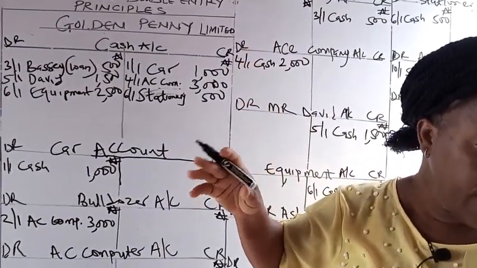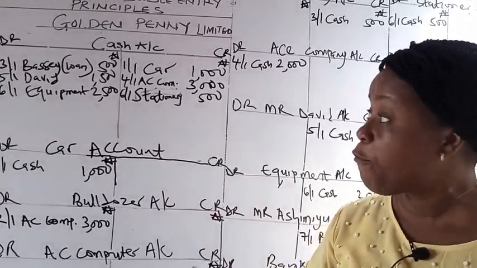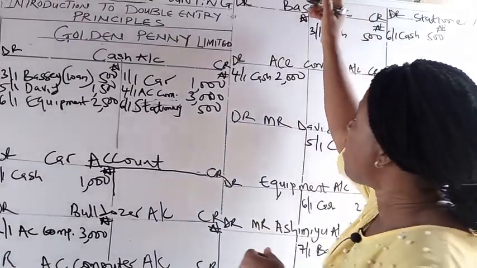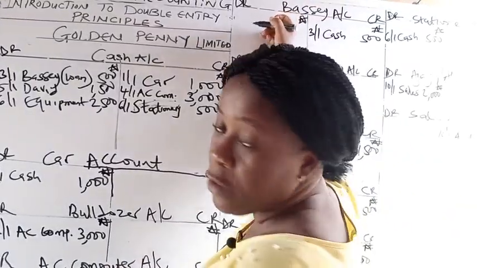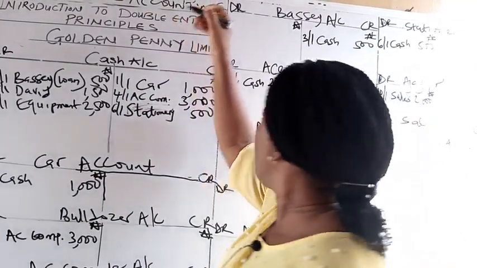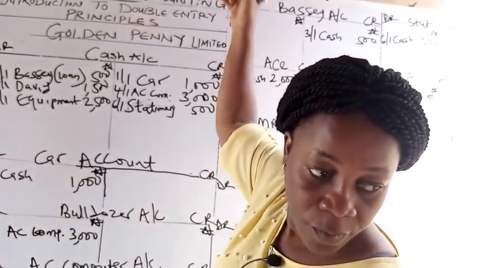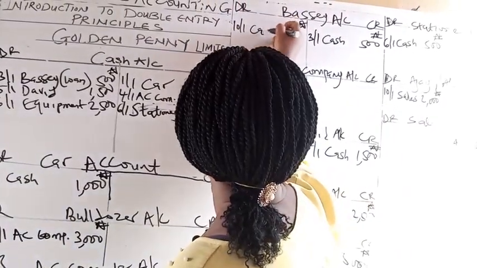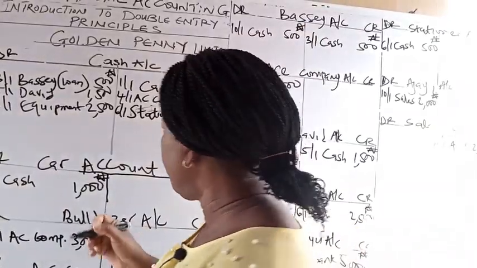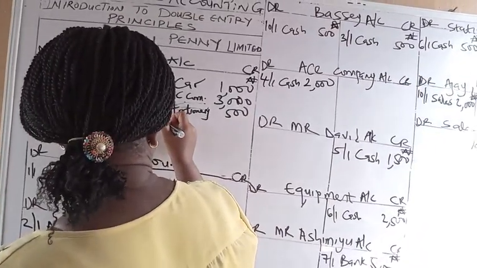So now the organization's liability to Mr. Basi reduced by 500 naira. So whenever there is reduction in liability, we usually debit. So 10-1, cash, 500 naira. Then we are going to credit the cash account.